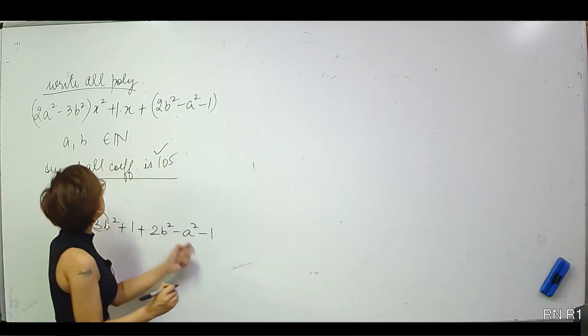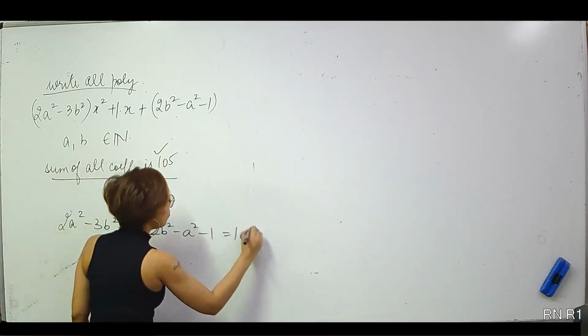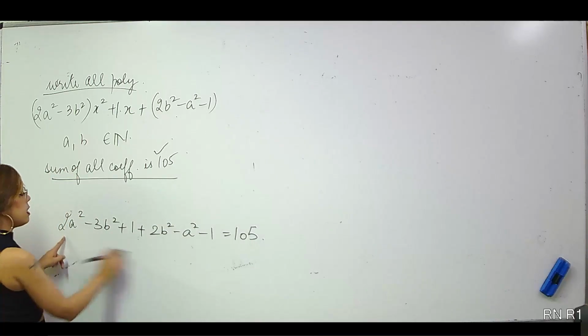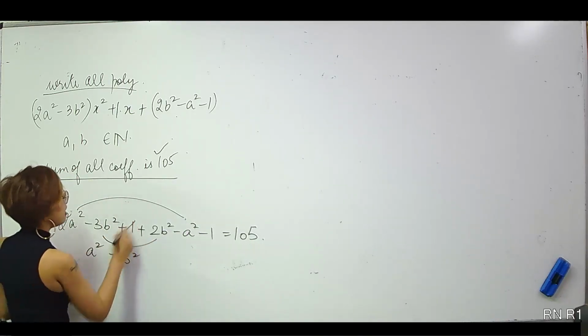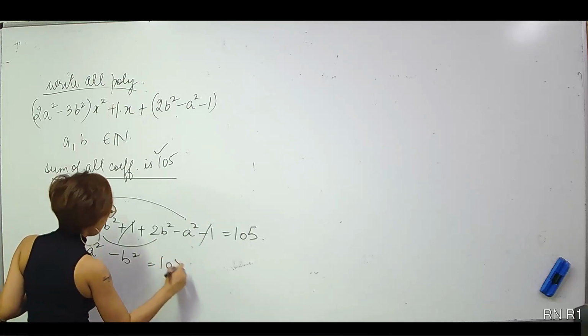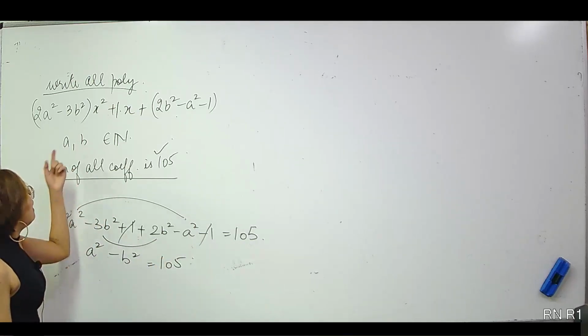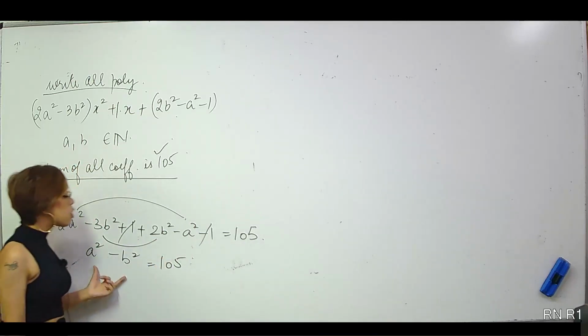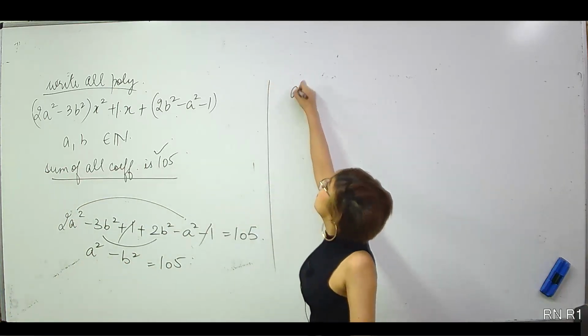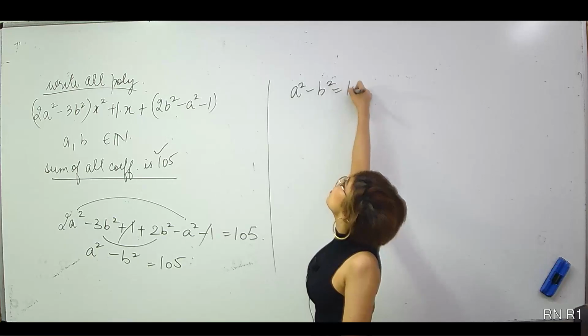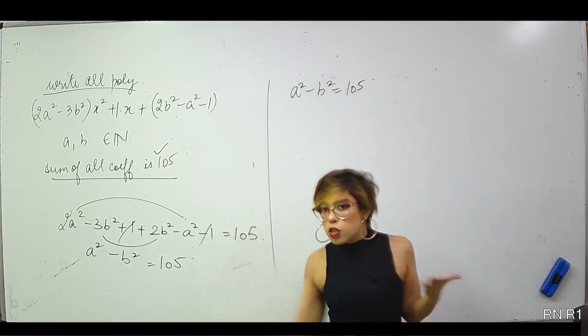This sum, he says, is equal to 105. Right? So, this is a square, minus b square. This gets cancelled. So, this is 105. Now, mind it, a and b are natural numbers, and a square minus b square is equal to 105. What you can do is, the difference of two numbers is 105. That means you can write the square.